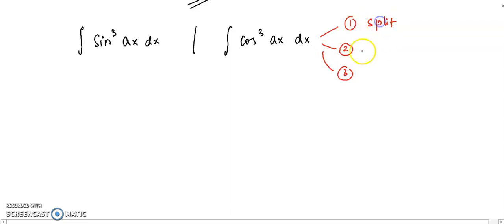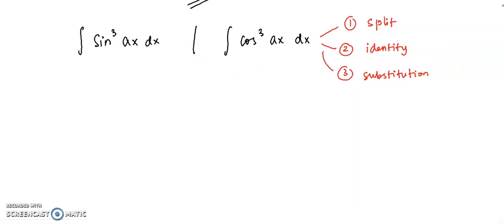Alright, later on I'll tell you in detail what is split. Step 2, I will use the trigo identity. You will change something using the trigo identity. And step 3, you are going to proceed to the substitution.